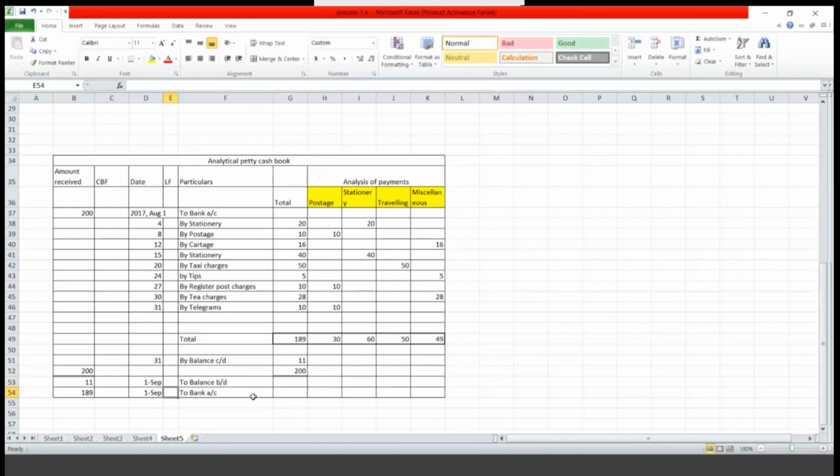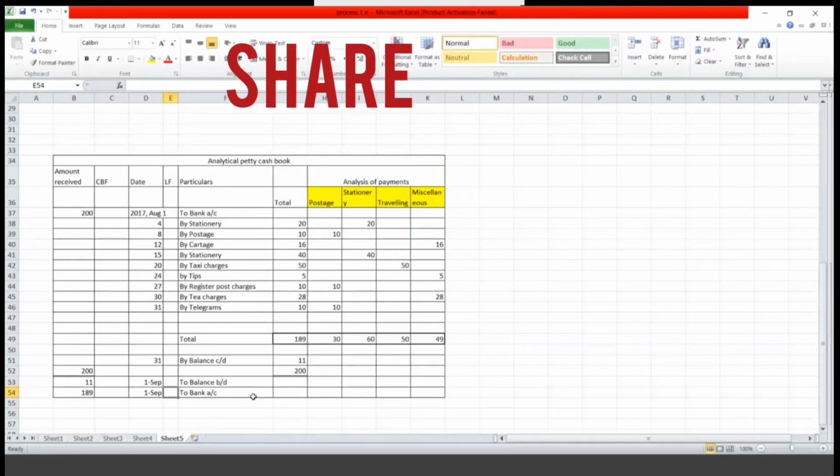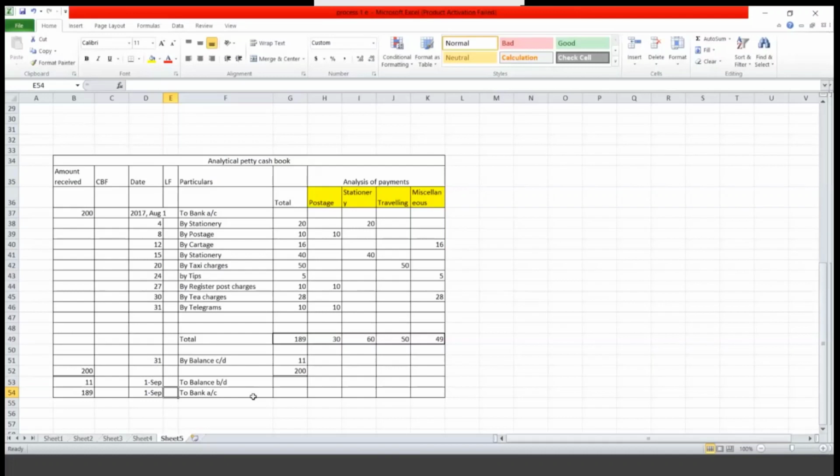Analysis of payment, you only decide what the analysis of payments are, at least 3-4 payments, whatever they have given in the question, you choose them. And one more, you treat it as miscellaneous. It is not compulsory, only 4 columns should be there. If your paper is big, you can make it 6 columns also. And first you have to enter in the total, and after that in the individual expenses you have to write down.